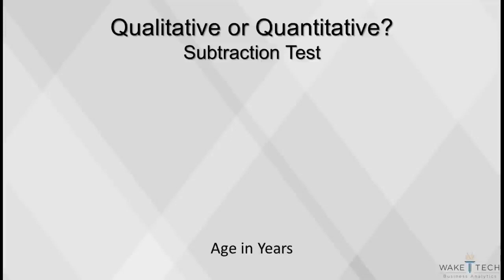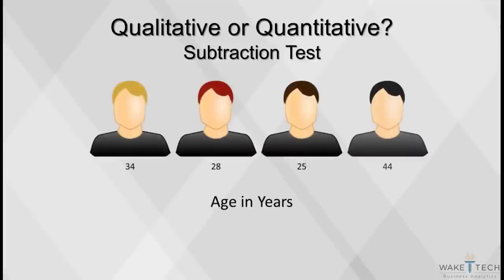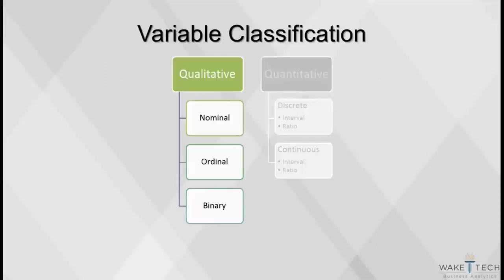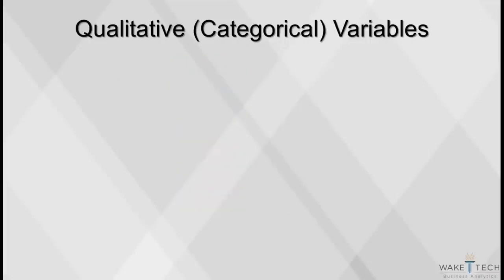However, if the difference is meaningful, then it is a quantitative variable. For example, age in years. The differences between these numbers have a meaning, so the variable is quantitative. We will now discuss qualitative variables in detail.